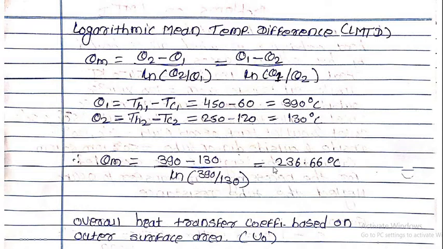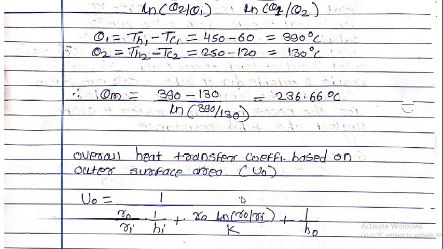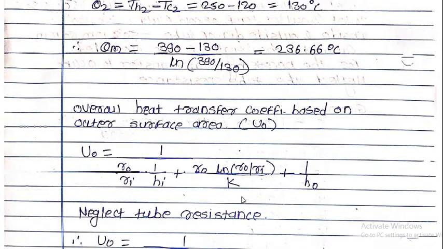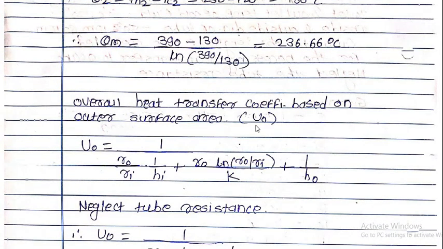So logarithmic mean temperature difference we will get equal to 236.66 degrees Celsius. Now next we have to determine the overall heat transfer coefficient based on outer surface area, that is nothing but U naught. Okay. So for the U naught based on our outer surface area, we know the equation U naught is equal to 1 whole divided by R naught divided by Ri multiply by 1 divided by H suffix I, that is the heat transfer coefficient on an inner surface or inside the tube, plus R naught into bracket ln of R naught divided by Ri divided by K.